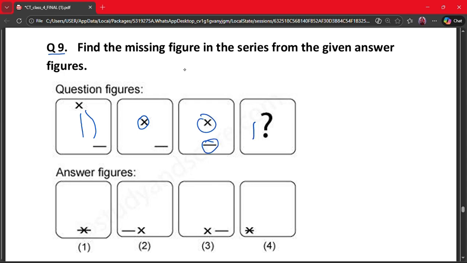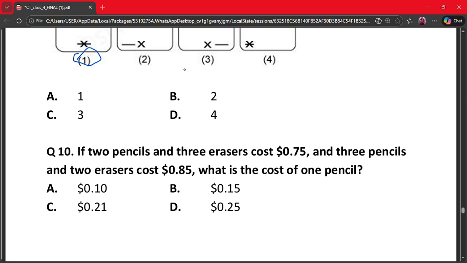This will go more down. So this will reach here. So option 1 is the correct option, and 1 says A. So here is the correct answer.